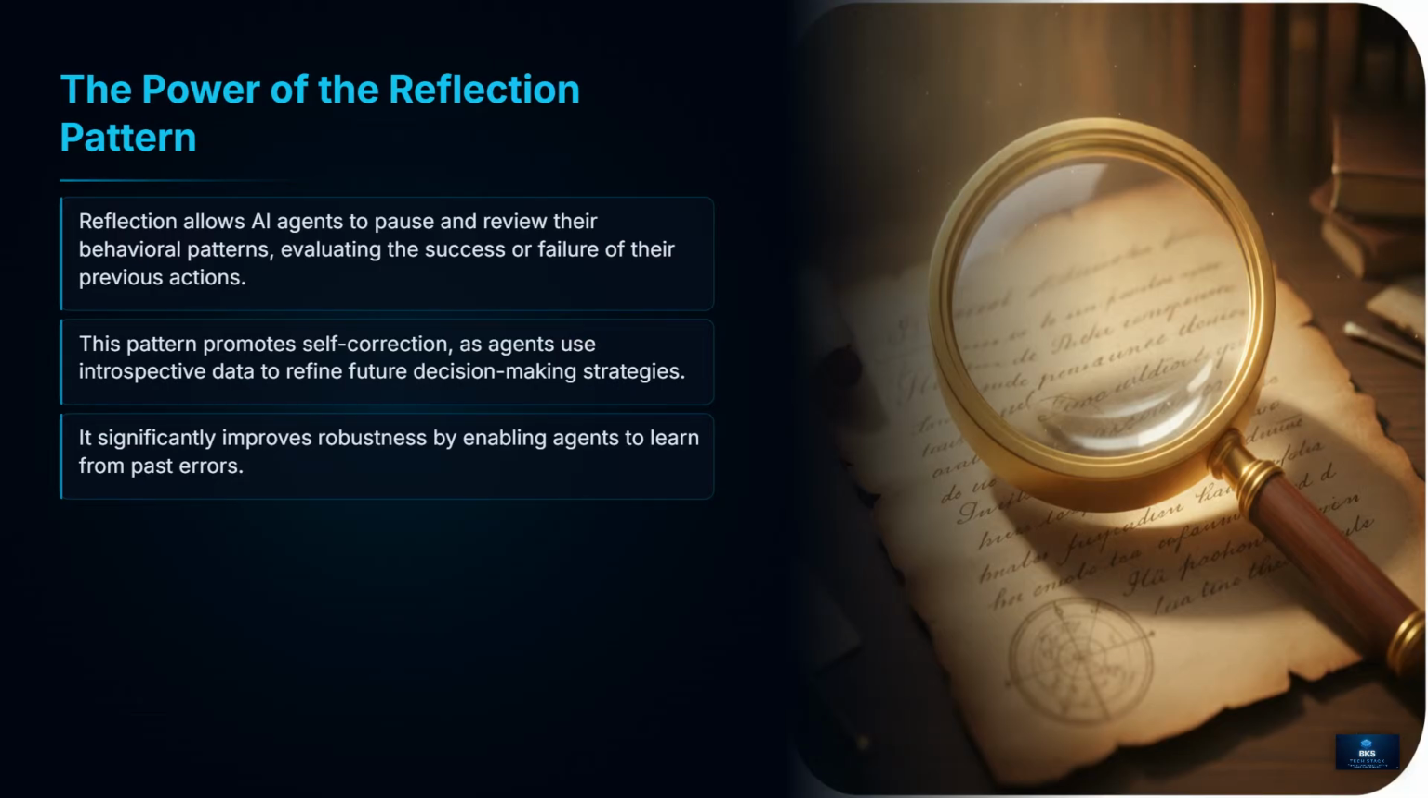Let's explore the reflection pattern. This is a game changer. Instead of blindly executing, an agent is programmed to pause and review its own output. It evaluates its reasoning. If an error is identified, it modifies its strategy before moving forward. This self-examination leads to far greater flexibility and higher accuracy in complex environments.